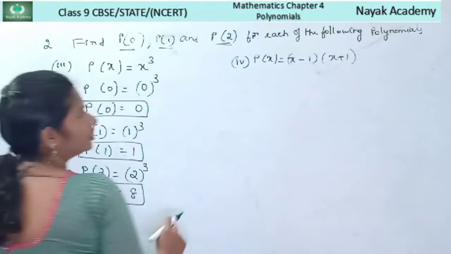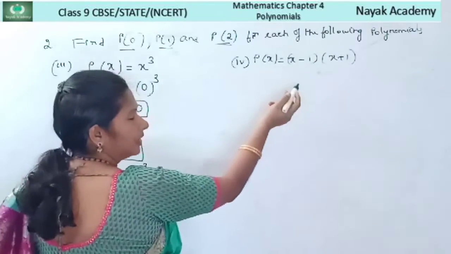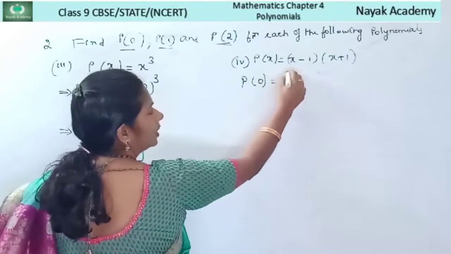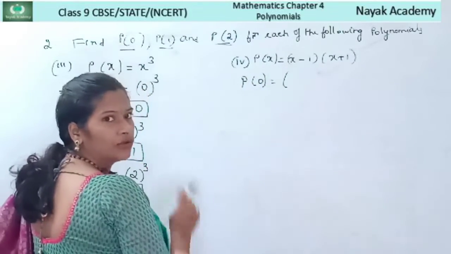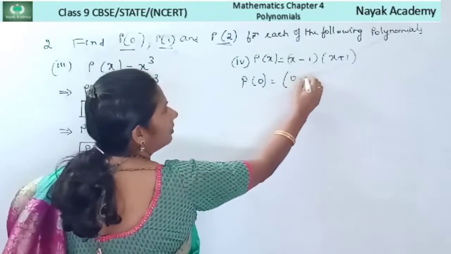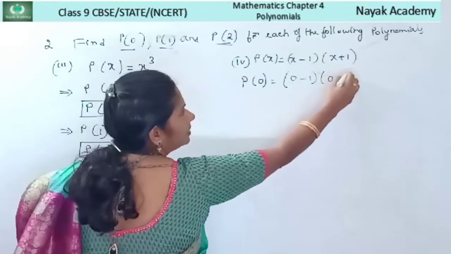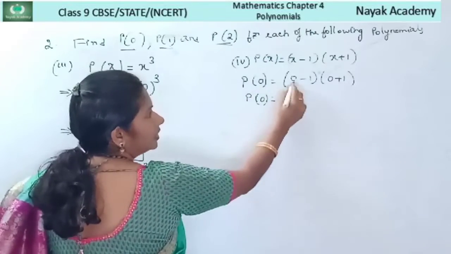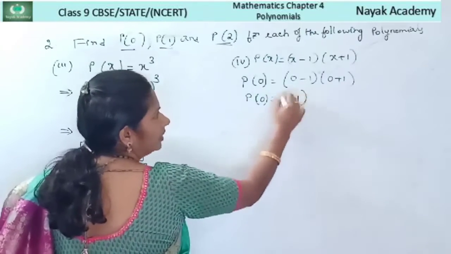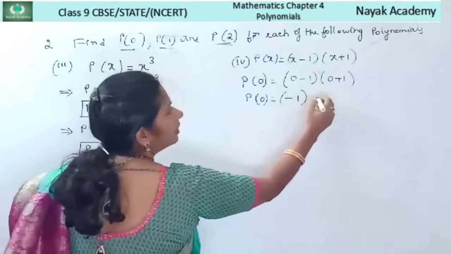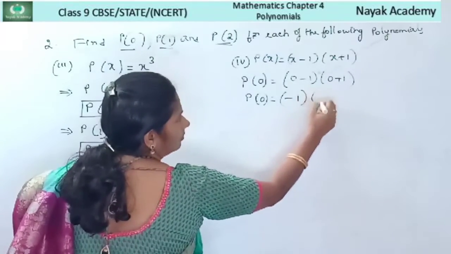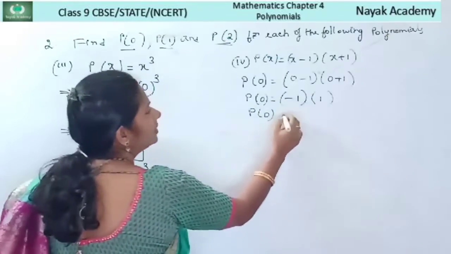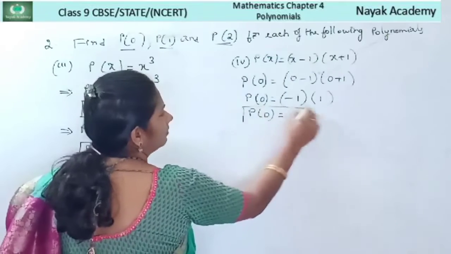Now coming to the last question. P of x is equal to x minus 1 into x plus 1. Now we have to find the value of p of 0. So in place of x, you substitute the value of x as 0: 0 minus 1 into 0 plus 1. So p of 0 equals 0 minus 1, it is minus 1, into 0 plus 1, it is plus 1. So p of 0 value is minus 1 into 1, it is minus 1 itself.